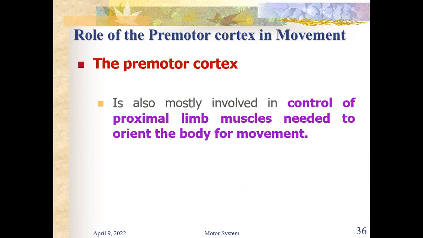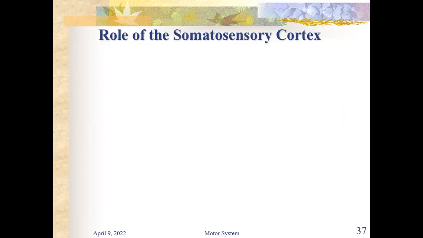So it is also involved in control of proximal limb muscles, limb muscles that are on the proximal part of the body, the upper part of the body. Proximal limb muscles needed to orient the body for movement. Those are the functions of the premotor cortex, okay?